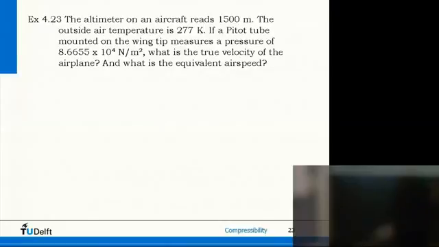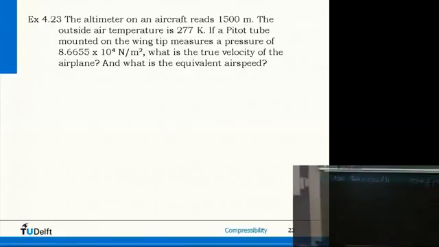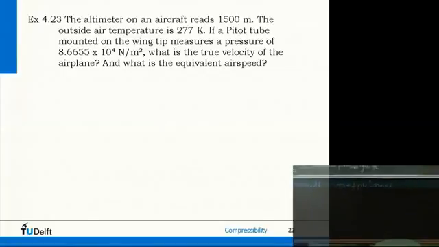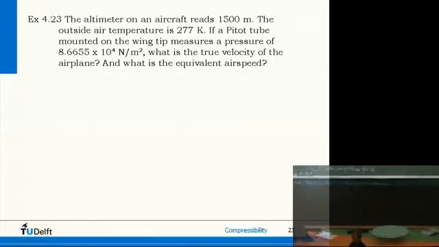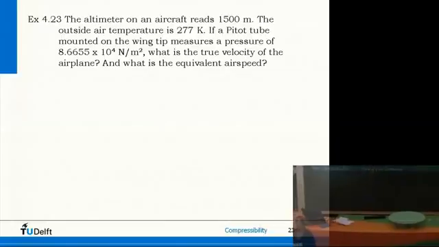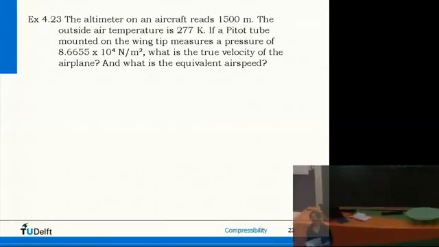P plus half rho V squared is constant along a streamline. Well, that would bring us somewhere because we have some information on pressures, right? We have the pressure measured by the pitot tube. So we have one pressure. Do we have another pressure? Yes, standard atmosphere. 1500 meter altimeter, standard atmosphere, but not the standard atmosphere at sea level, of course, but at 1500 meters.